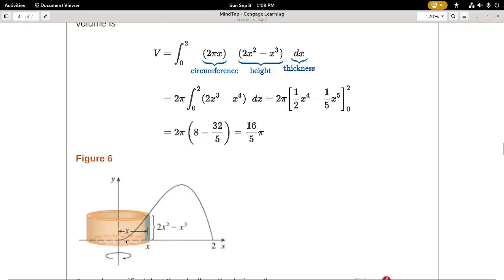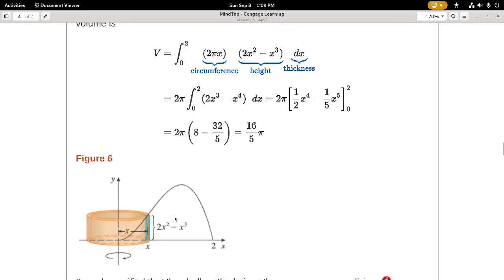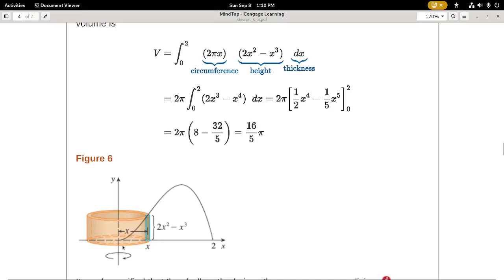We want to take the area between this curve and the x-axis, rotate that around the y-axis, and find the volume. Doing things with the shell method is as simple as, for a particular x value, you draw the cylindrical shell that comes from it. You figure out the radius of that shell, so it gives you the circumference. You figure out the height of that shell, and then the thickness, because this is along the x direction, the thickness is just dx.